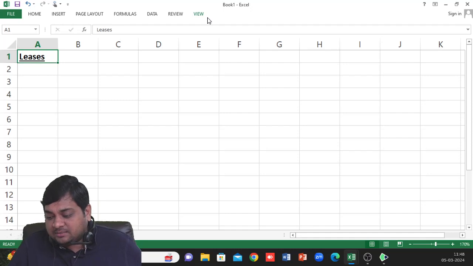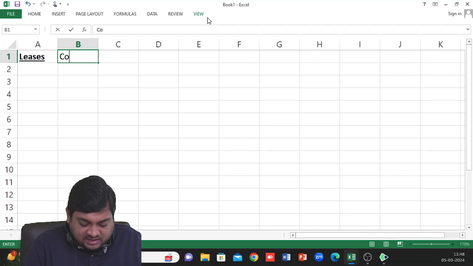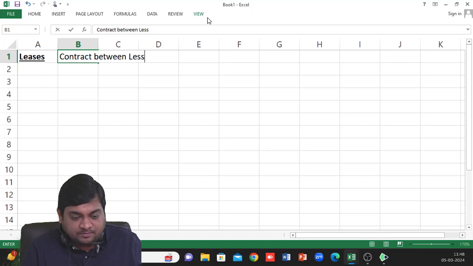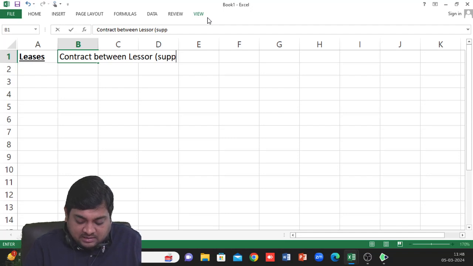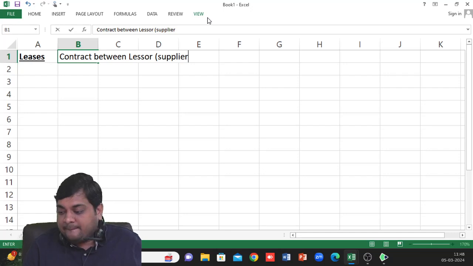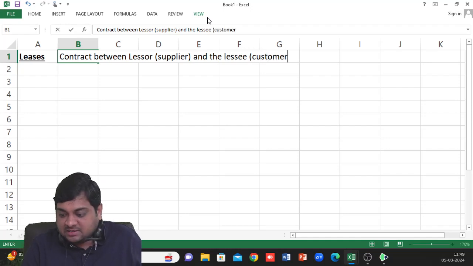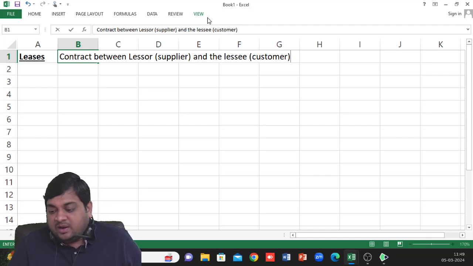So what is a lease contract? Basically, it's a contract between lessor, who is the supplier, and the lessee, who is known as the customer, right? It's a contract between lessor and lessee. Now, what is the contract all about?